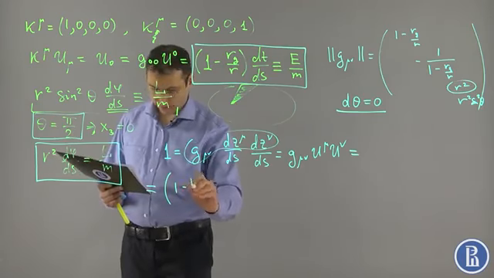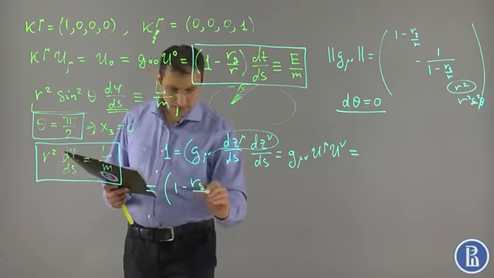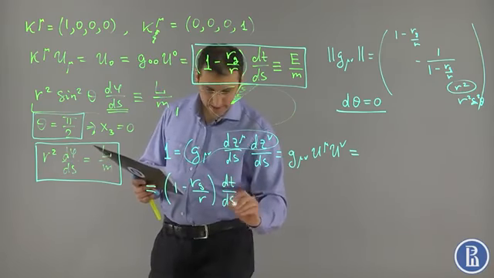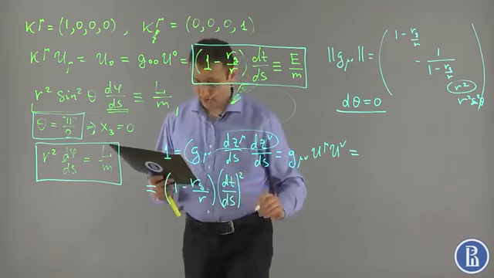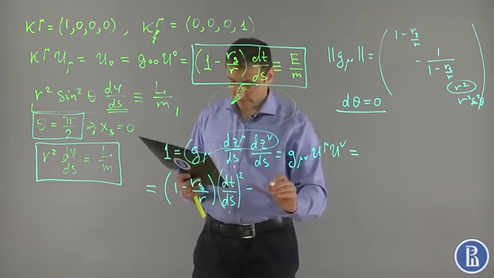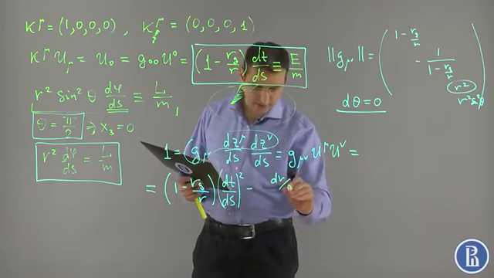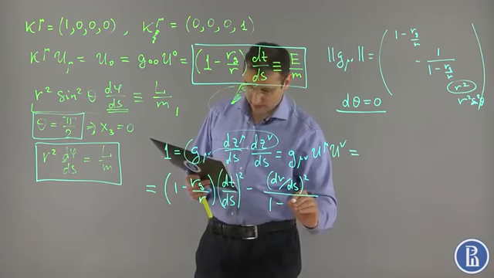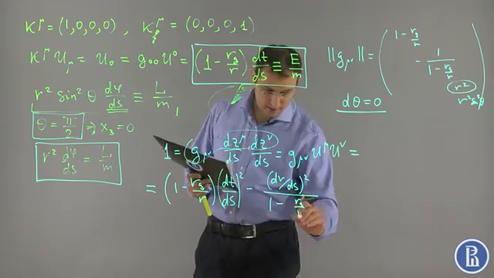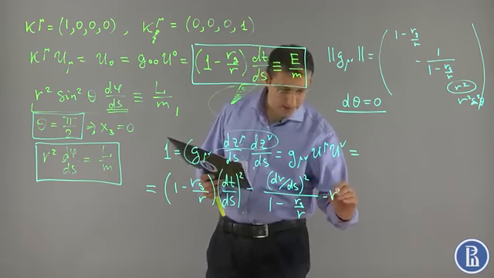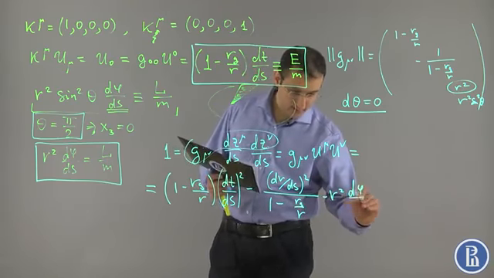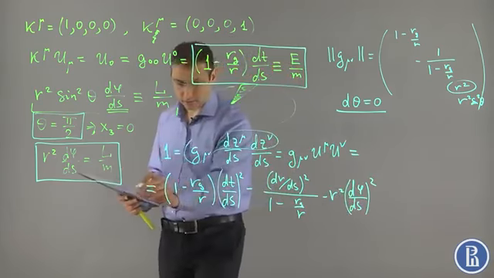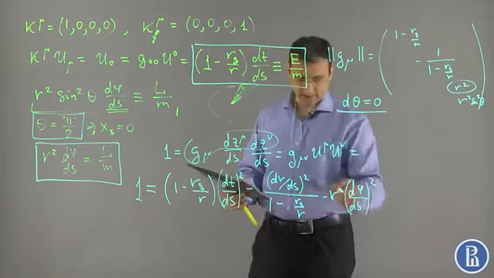1 minus rg divided by r, dt over ds squared, minus dr over ds squared divided by 1 minus rg divided by r, minus r squared d phi over ds squared. So this is equal to 1.